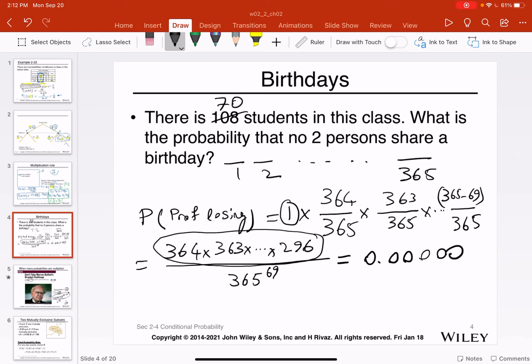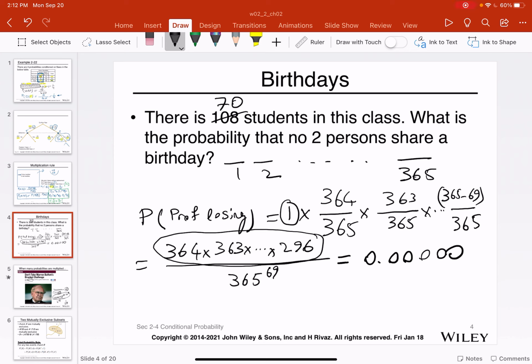But 70 is less than 365, so how is that? Yeah, exactly. 70 is a lot less than 365, right? You're right. There are ways that 70 people can have unique birthdays, but by chance, two people will have the same birthday. This chance of unique birthdays is too small. This chance of a shared birthday is very big. For certain.